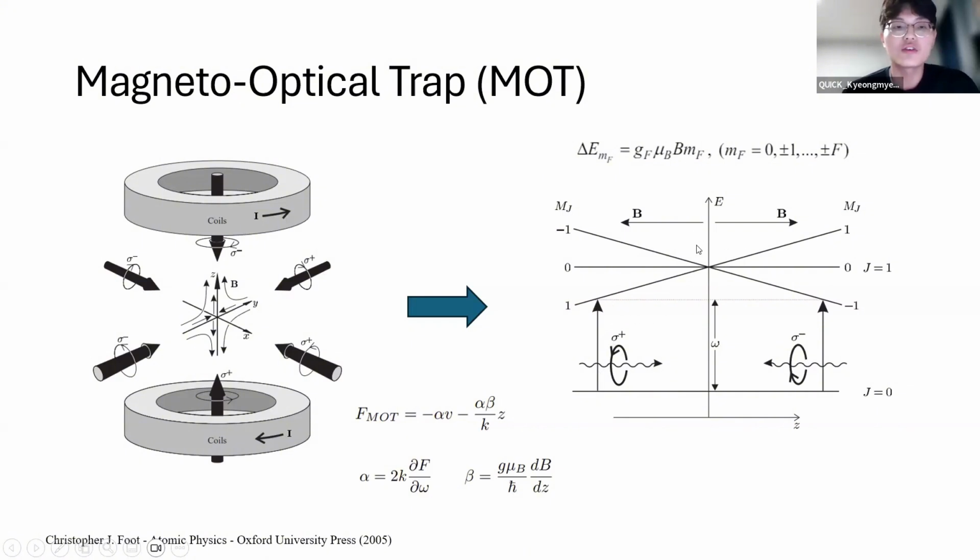cool the atoms. So mathematically, the force that atoms experience due to all these effects can be written like this, where alpha and beta are constants. So what you can deduce here is that you have a position dependent, so z dependent, and velocity dependent damping force on the atom, which allows you to trap a cloud of atoms in the center of the trap here, where the magnetic field is 0.